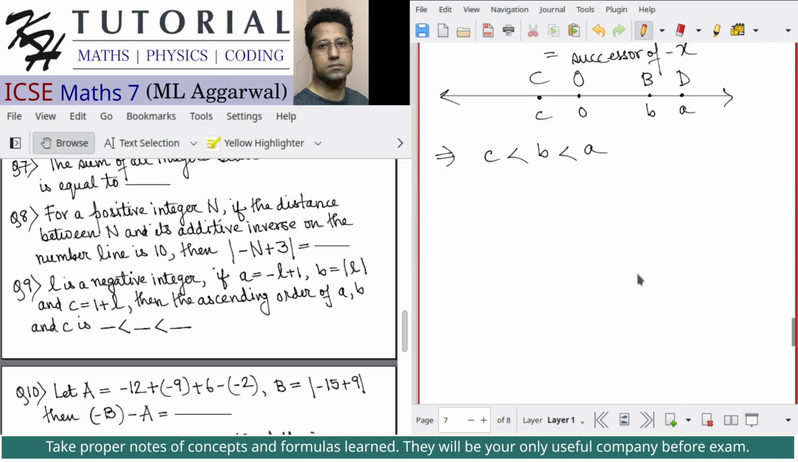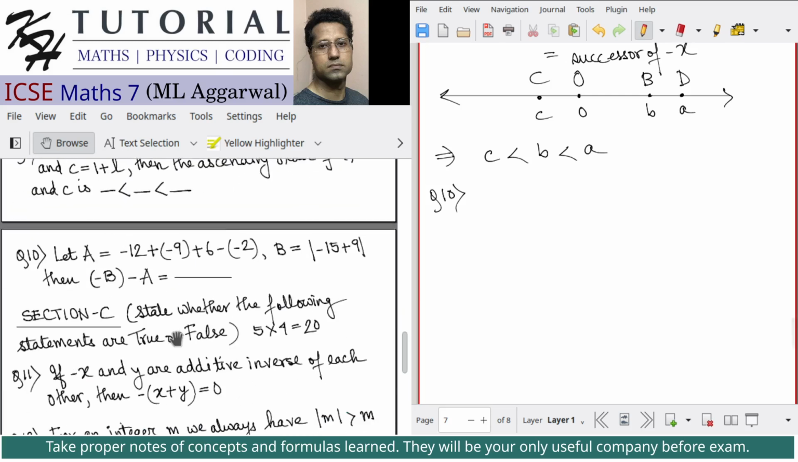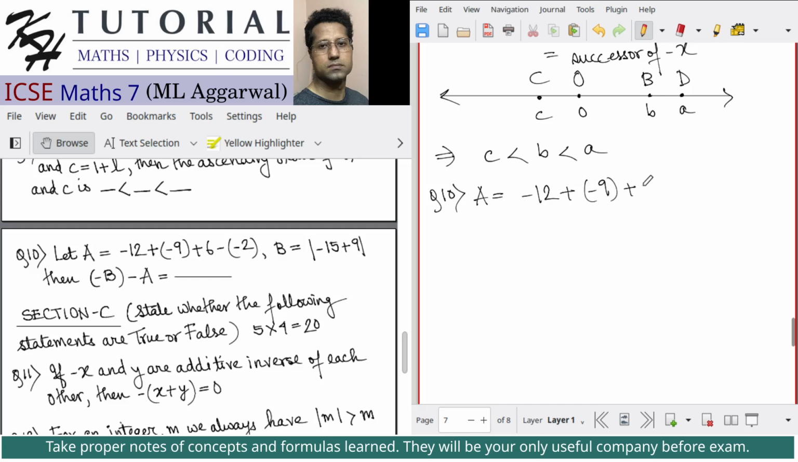Okay, let's do question number 10. A is given to be a numerical expression, B is also given to be a numerical expression, then we have to find minus B minus A. So we have to first find the values of A and B. A is minus 12 plus minus 9 plus 6 minus of minus 2.